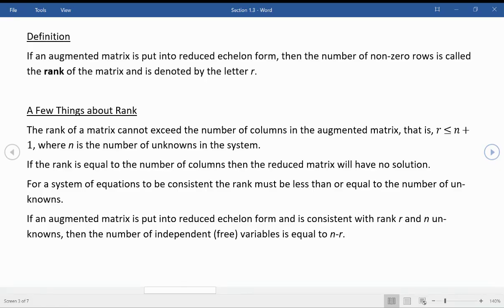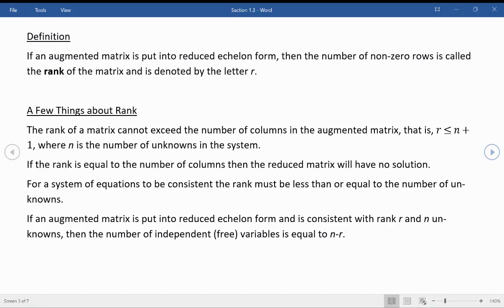So for our definition of rank, if an augmented matrix, again, is put into reduced echelon form, then the number of non-zero rows is called the rank of the matrix, and it's denoted by a lowercase r. And we get a few results out of this. There's 4 things we're going to talk about really briefly here. So first one here we have is that the rank of the matrix cannot exceed the number of columns in the augmented matrix.